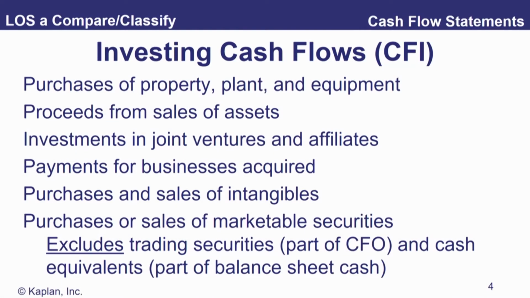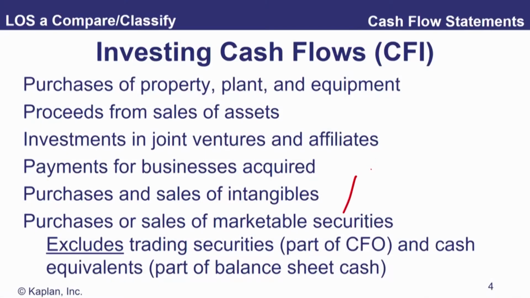Notice as well we've got purchases and sales of marketable securities. Now, if you remember our marketable securities from an earlier module, we talked about held to maturity securities, we talked about available for sale securities, and we talked about trading securities. Now, just be careful here. When you look at purchases and sales of marketable securities passing through CFI, it is essentially just the held to maturity and available for sale. So just watch for that. Why does it not include the trading securities? Well, notice our trading securities are part of cash flow from operations.